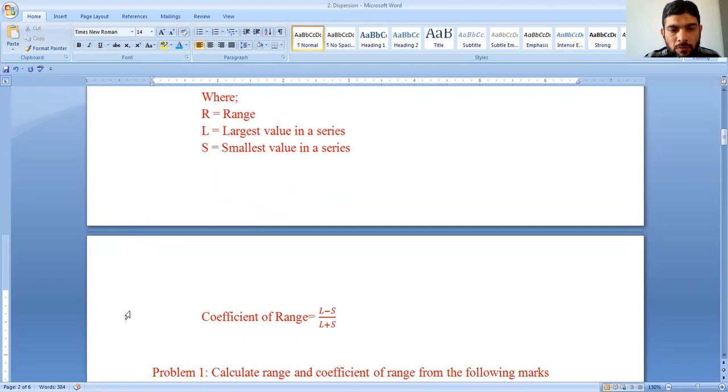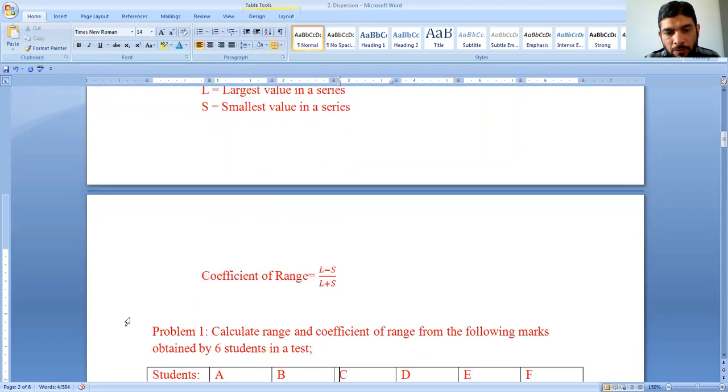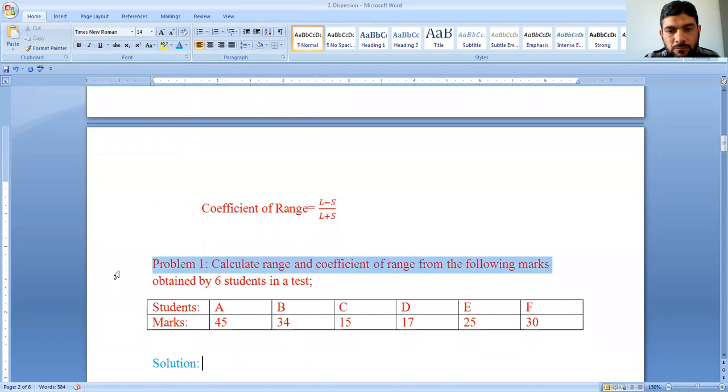And one more formula we have for the coefficient: L minus S upon L plus S, that is largest value minus smallest value divided by largest value plus smallest value. The question we have: calculate the range and coefficient of range from the following marks obtained by 6 students in a test. Student A scored 45 marks, B scored 34, C 15, D 17, E 25, F 30.